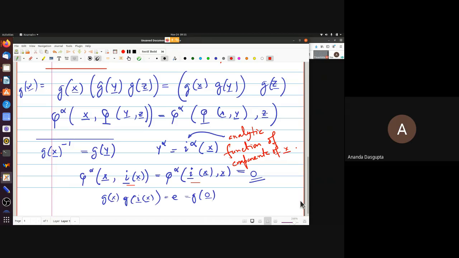So the reason why I bring this up is we are defining the Lie group via these composition functions and demanding that the composition functions and inverse functions have certain properties.